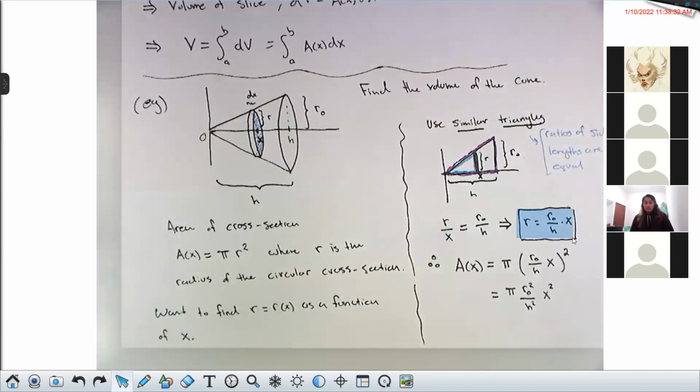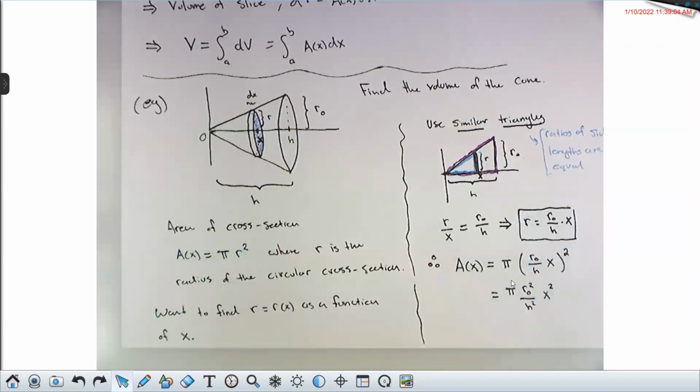Once I had this, I can plug it into the formula for the area of a circle. The cross section of this is a circle. So plugging this in to this formula for the radius, I got A of x is pi times that expression squared, because this is r, my radius. And then we just slap on a dx and integrate. Really not too bad.